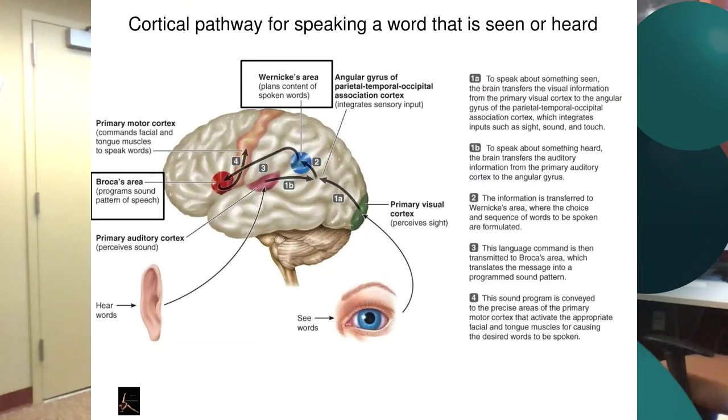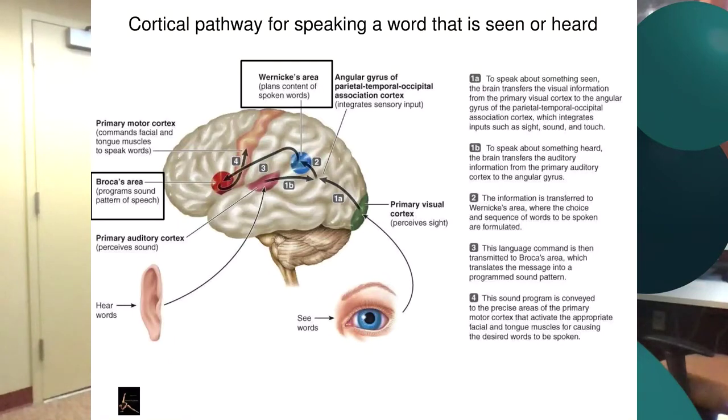Again, when I say transfer, relate that back to what we just learned. Transferring means a neuron is stimulated, and that axon stretches toward Wernicke's area. So that's the axon that's been stimulated. That's a transfer of information. In Wernicke's area, those neurons, those cell bodies, are where the choice and the sequence of words to be spoken are formulated. This is where you're thinking about what you want to say.